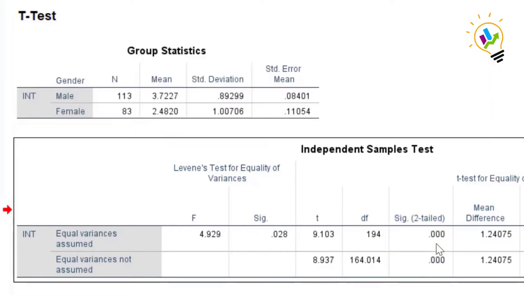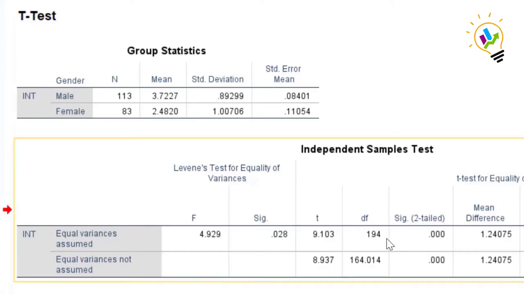Now the next thing is we need to identify whether this difference is meaningful or not, that is, we need to understand the effect size. Is it small, medium or large? For this we need the t value. But you can see there are two t values. One value is 9.103. The other value is 8.937. So which value to select?